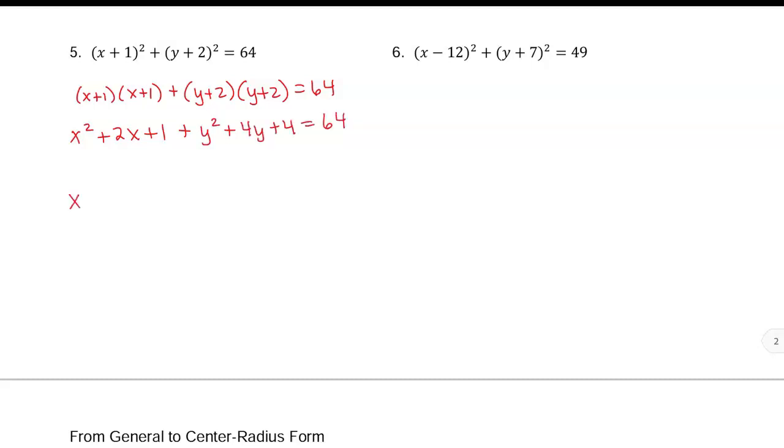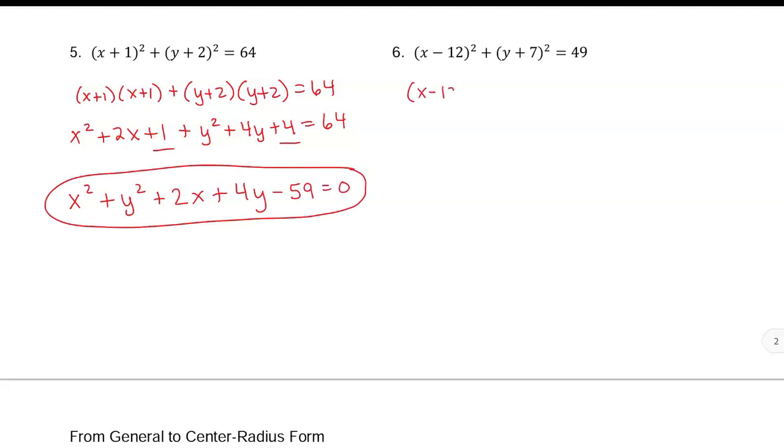So x squared comes first, followed by y squared. Then you should have a 2x, then a 4y. There's a 1 and a 4 on the left for a total of 5, and I'm going to subtract 64 from that. So that's negative 59.